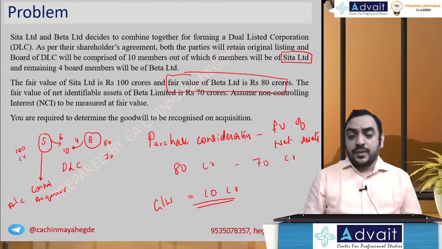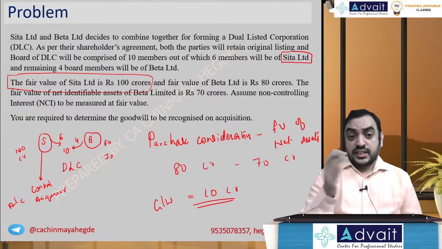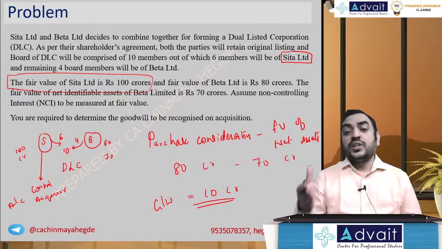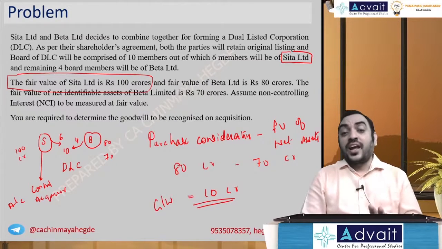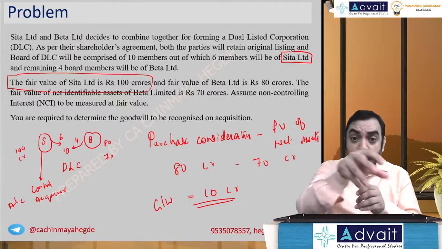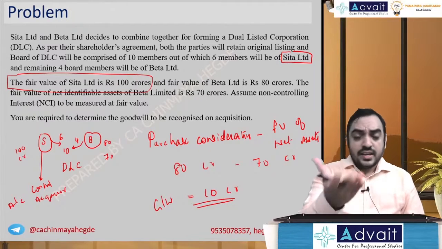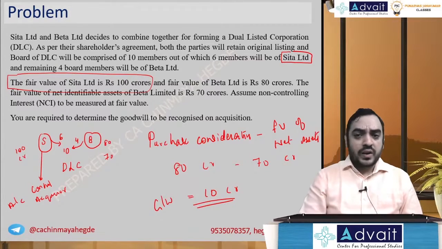Now, one point to be kept in mind: the fair value of Sita Limited is 100 crores, but Sita Limited is the acquirer. So you cannot continue with fair value. When you show Sita Limited in DLC, you will be showing it at book value, because the accounting acquirer is taken at book value, and the acquiree will be taken over at fair values. But anyway, that information is not given and not relevant also.